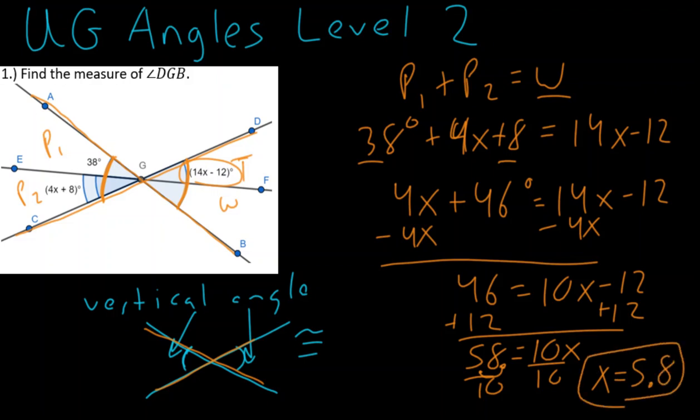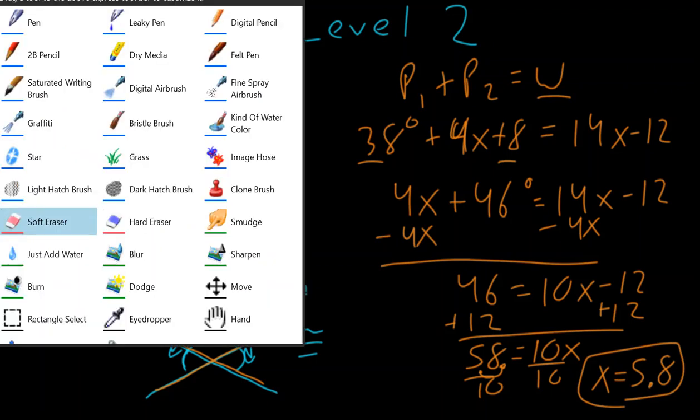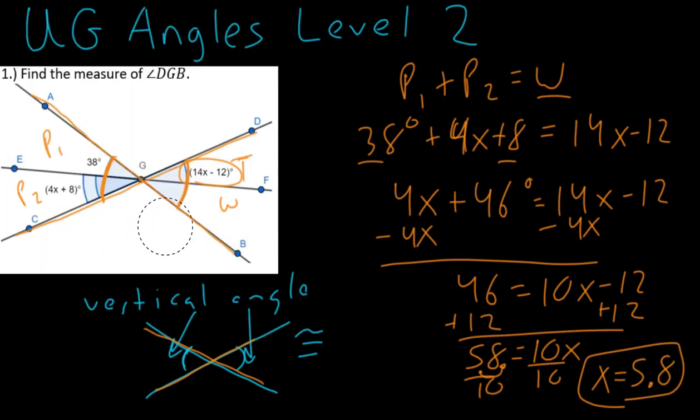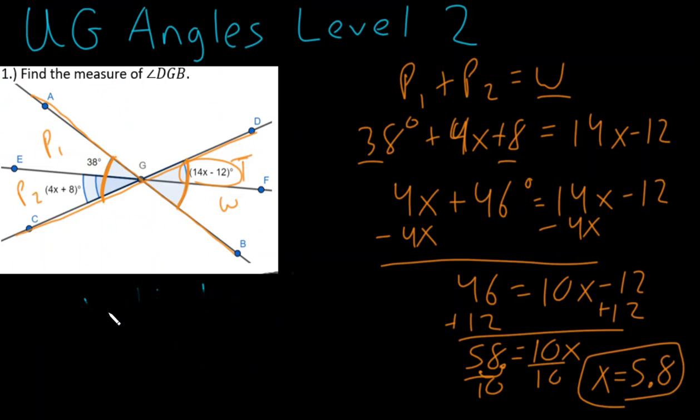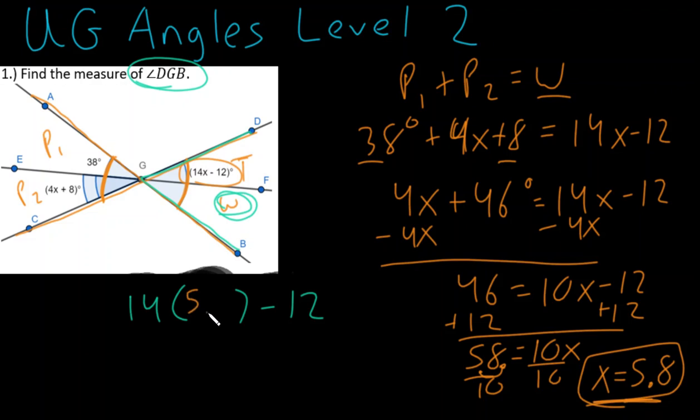Now, we recently had a test, and a lot of students really missed this because you solved for x correctly, however, you didn't apply it to the answer. So what is the question asking us for? It says find the measure of angle DGB. Let's see, D to G to B. We're asked to find the whole thing on the right. So we want to take this 14x minus 12 and apply our x value of 5.8. This is our angle, let's label it DGB.